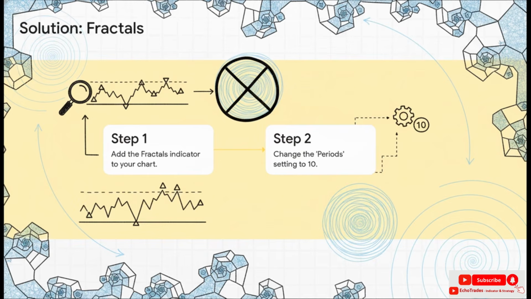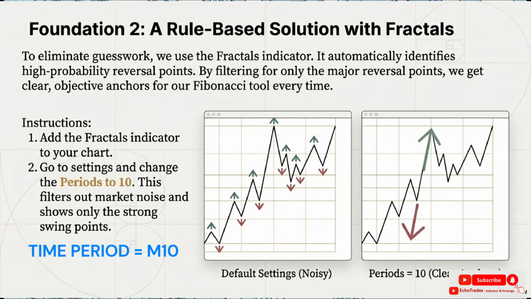Now, this little tool automatically finds those key reversal points for you, but we're going to give it a little upgrade. So first, you'll add it to your chart. Then, and listen up because this is the most important part, you're going to go into the settings and change the periods from whatever the default is to 10. This one little tweak is what filters out all the useless market noise.